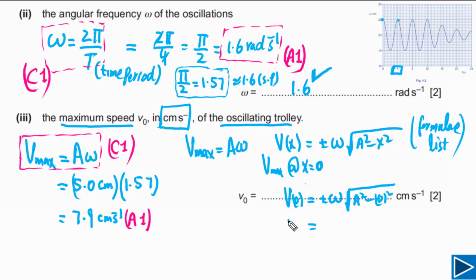From here we can simply write down Vmax. This will be equal to A times omega. So this is how we got this one: Vmax is equal to A times omega. You don't need to worry about the plus minus sign. We are talking about speed here, so we don't need to worry about plus minus. So this is how we got this formula.